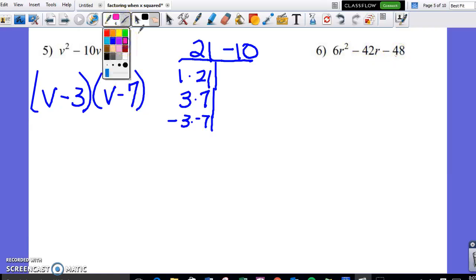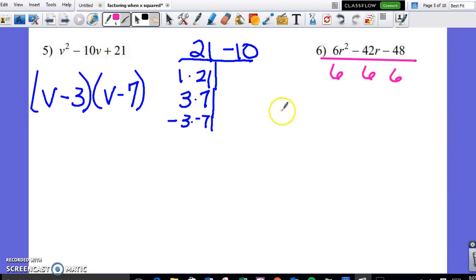Right here, GCF first. Is there a GCF? Yes, there is. I can divide everything by 6. So when I do that, I'm going to have r squared minus 7r minus 8. No, wait. 7 times 6 is, yes. Okay, I just had to double check myself. Perfect.